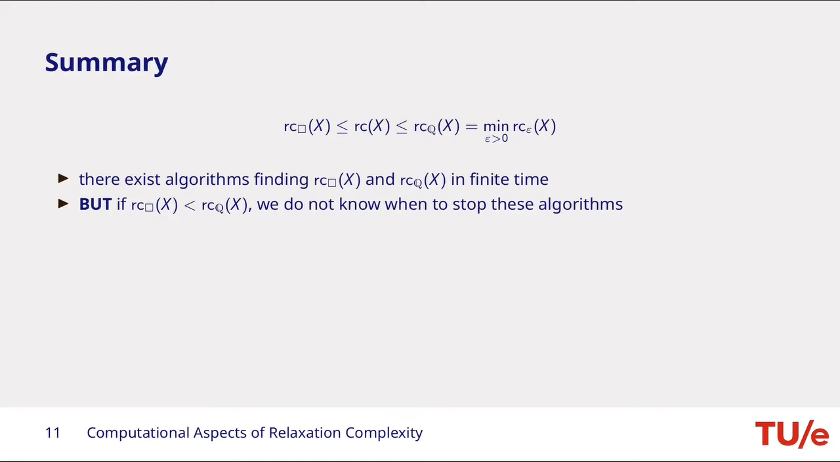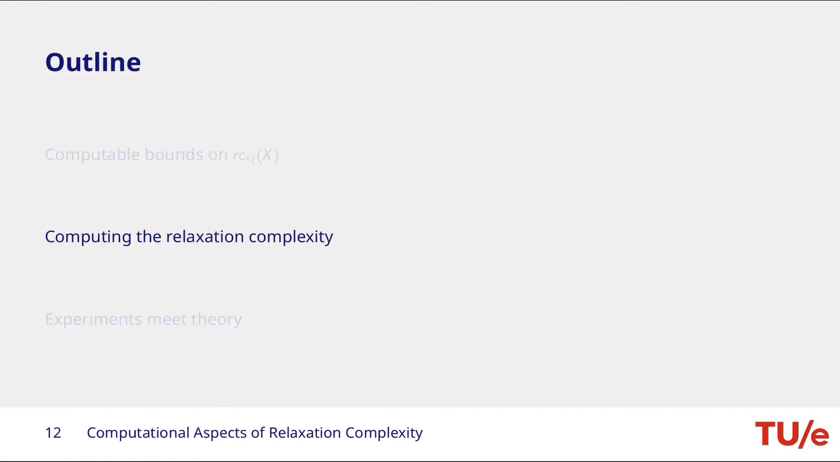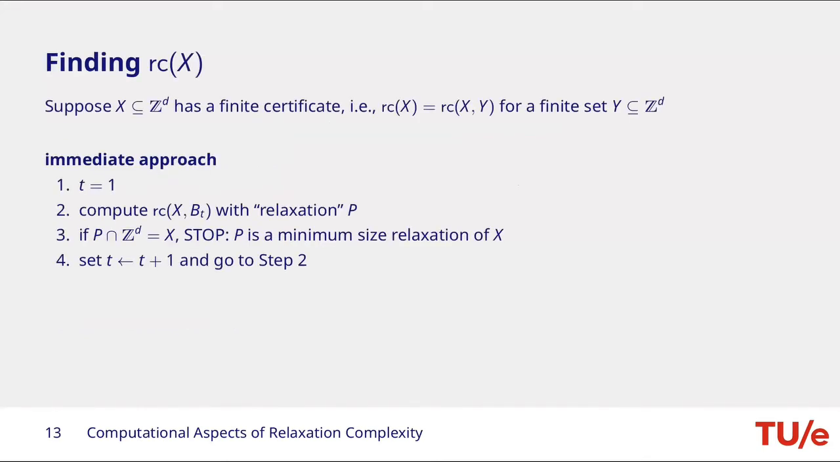In general, however, it can be the case that this box relaxation complexity is smaller than the rational relaxation complexity, and in these cases we do not know how to compute these values. And for this reason, let's consider in the following the case in which these two bounds match. How can we then actually find the values of the relaxation complexities?